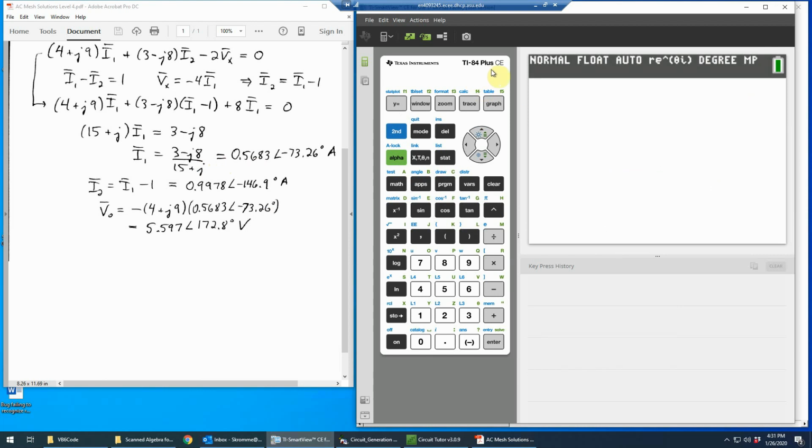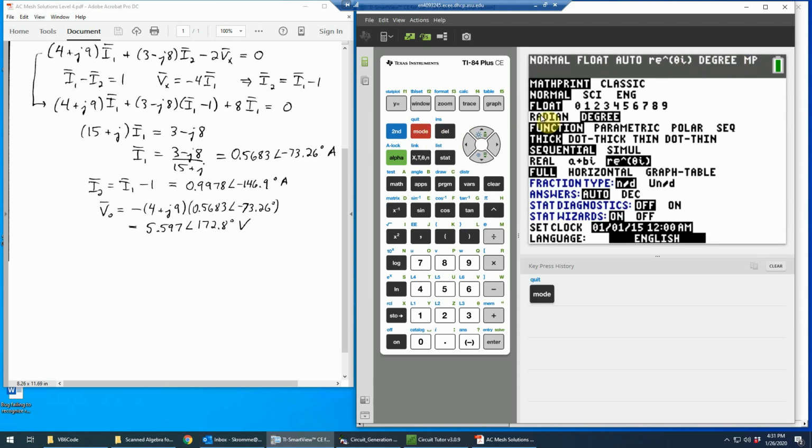TI-84 Plus emulator. And one thing to remember, as always, we must be in a suitable complex number mode. In this case, we want our answer to be in polar mode. If you see real up here, then you certainly will not get any right answer doing complex number calculations. Also, because Circuit Tutor requires degrees, I want to be in degree mode. So if that wasn't already correct, I would go into the mode here and use the arrow keys to go down here and then put this into the appropriate mode, which in this case would be polar. And then also make sure that you're in degree mode here. When using polar form, the radian degree does matter.